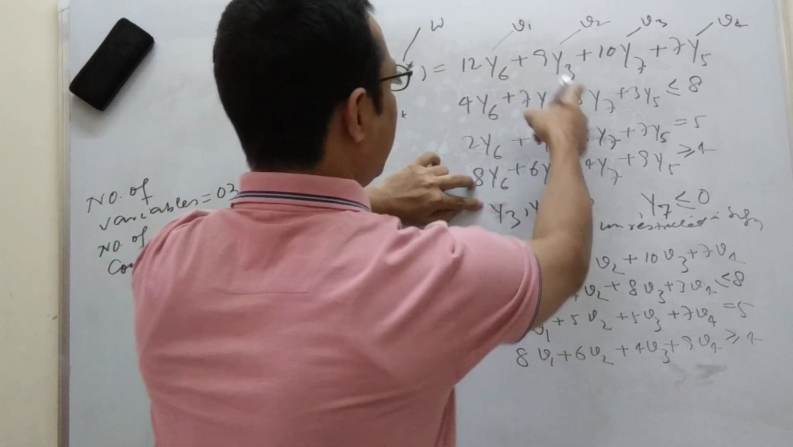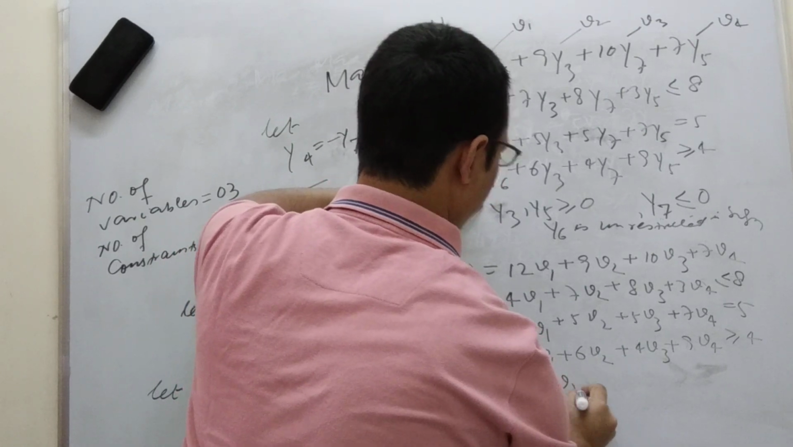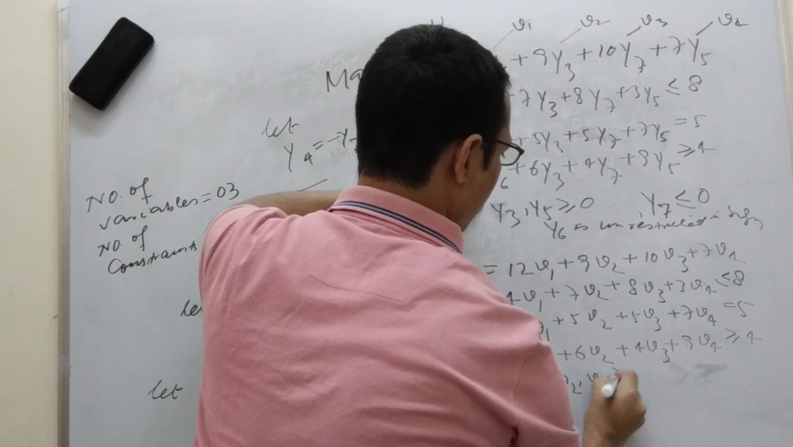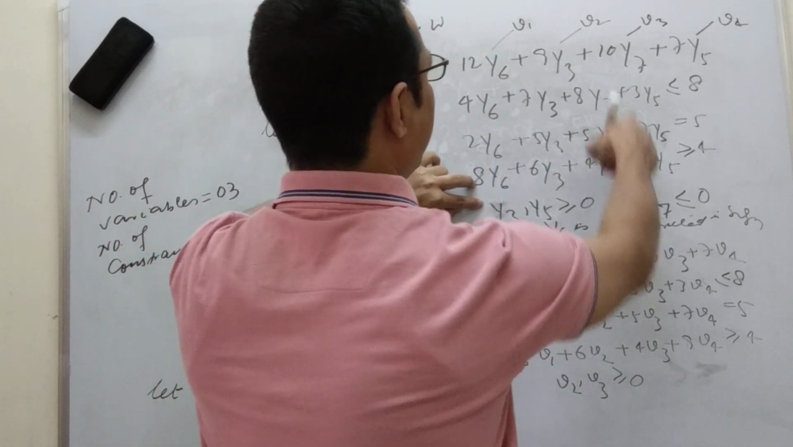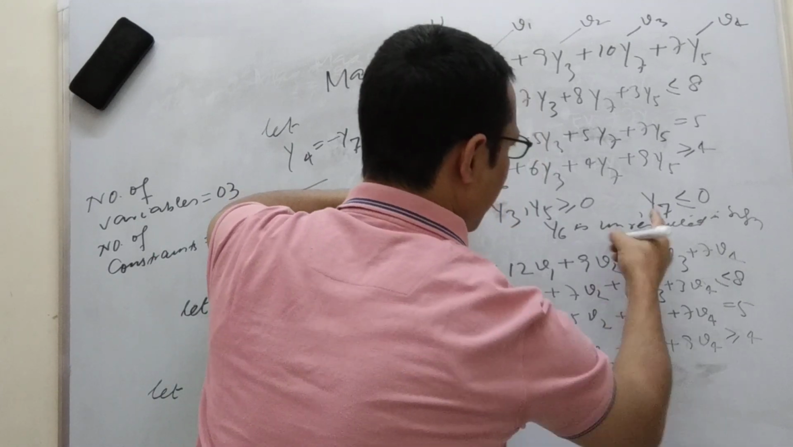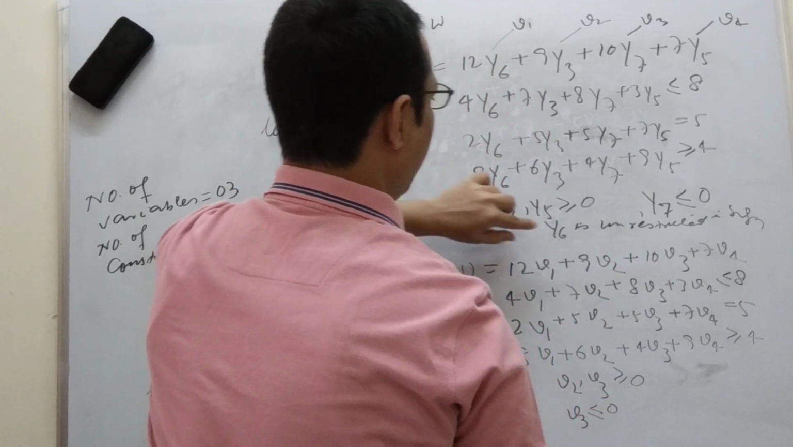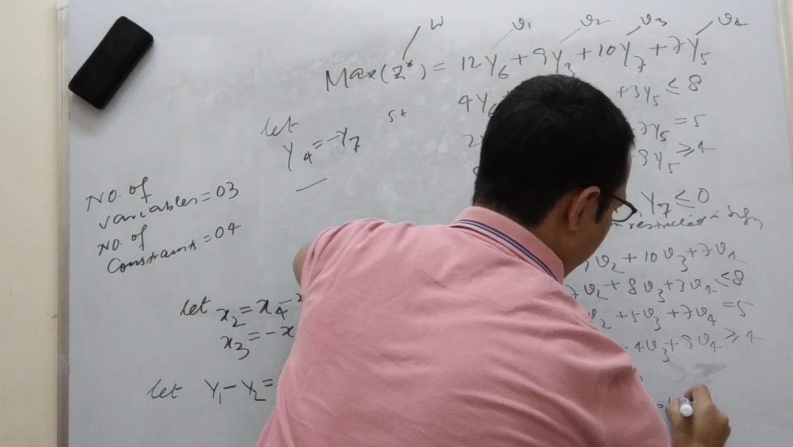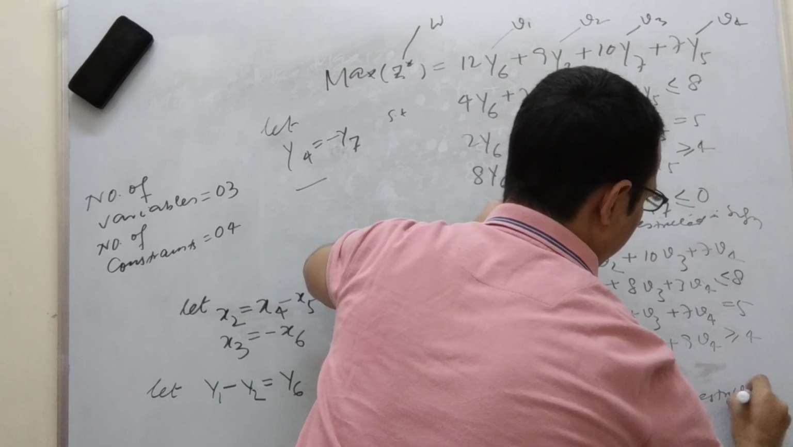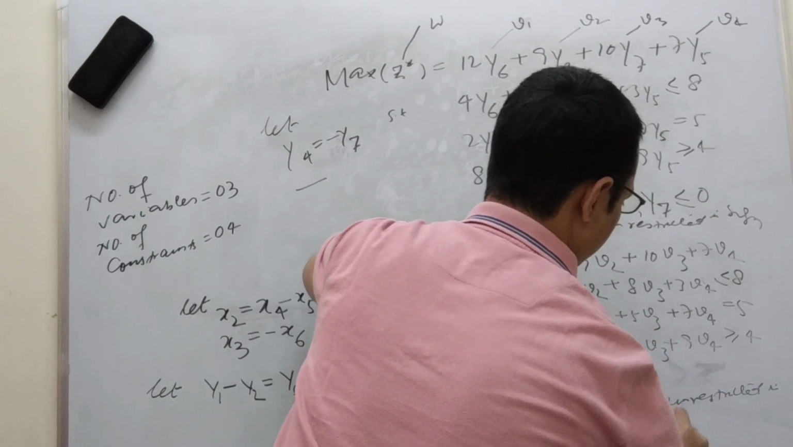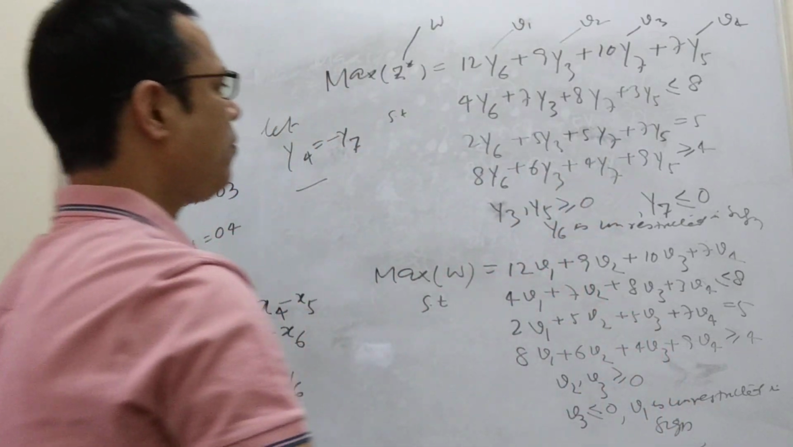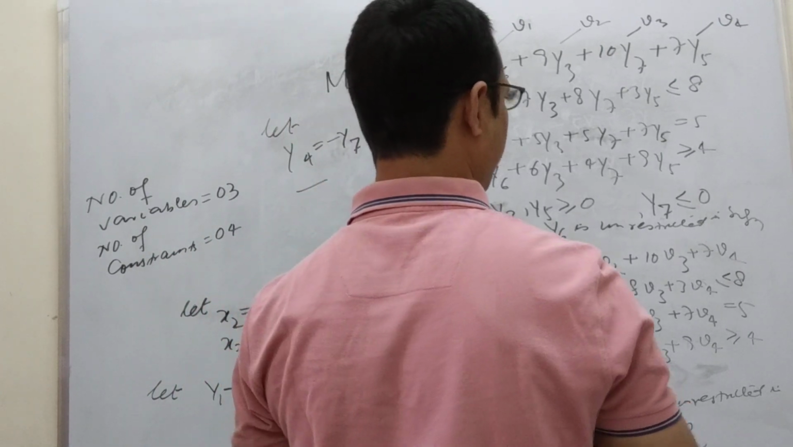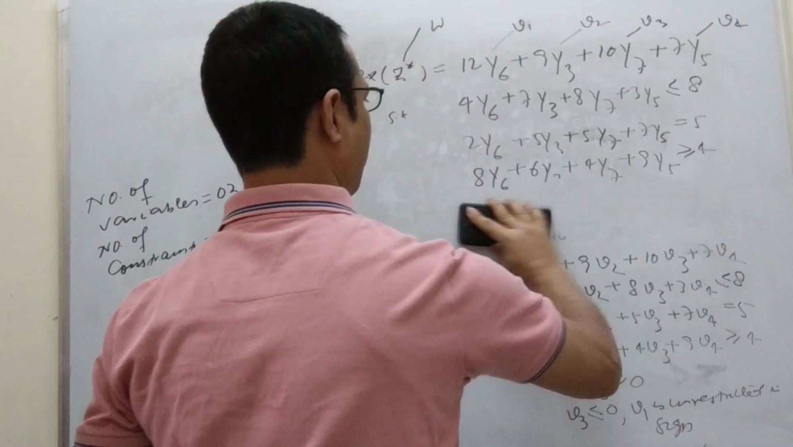y3 has been replaced with v2, y5 has been replaced with v4, these two are greater than or equal to 0, y7 has been replaced with v3, which is less than or equal to 0, and y6 has been replaced with v1, so v1 is unrestricted in sign. Now you can compare with the original one, whatever I have given as primal, with its dual.